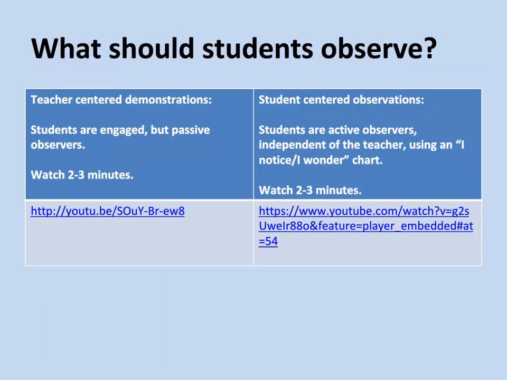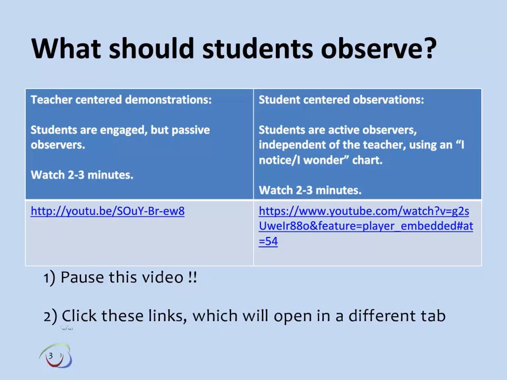Take a quick look at two very different student experiences. Watch the first 2 or 3 minutes of the following two observation experiences. In the first, you'll see a teacher-centered demonstration. In the second, a student-centered observation. Consider how they differ in terms of building curiosity, but also how they differ in terms of building literacy and language skills.